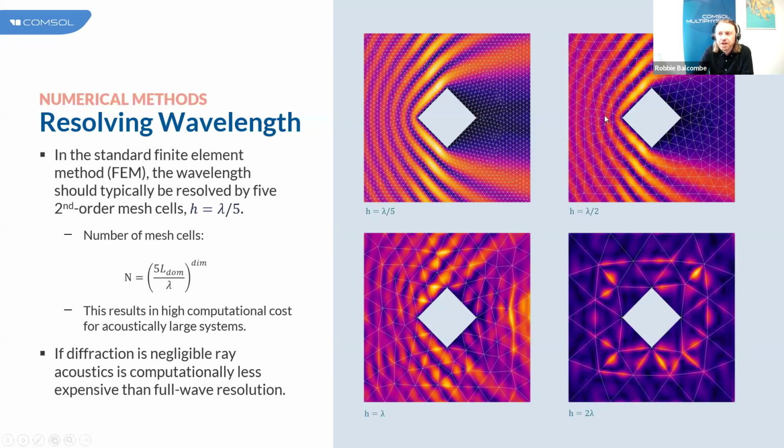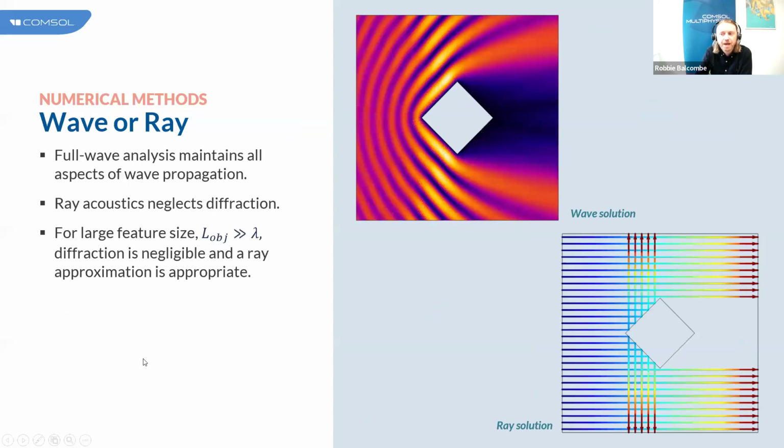So we can see here in the images the effect of coarsening the mesh. Once the mesh is this coarse, the solution that we get doesn't really look anything like what we expect it should. So coarsening the mesh isn't really an option here, but what we can do is switch to using a ray approach rather than a wave approach.